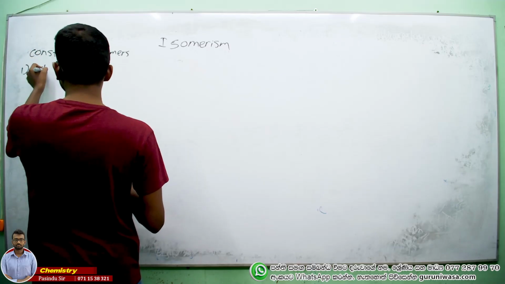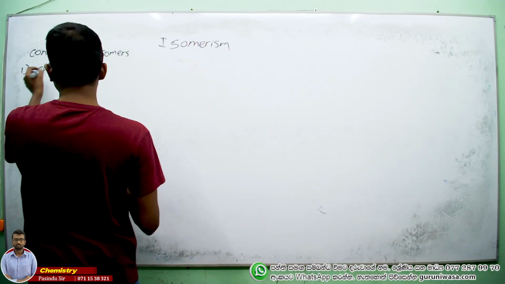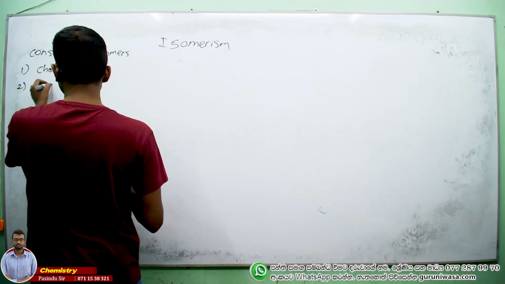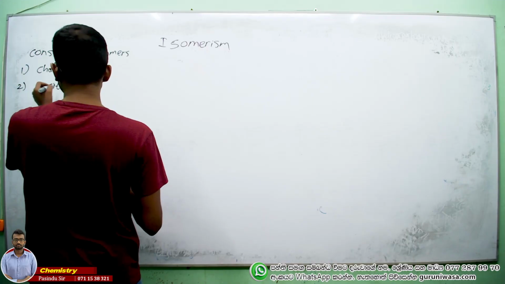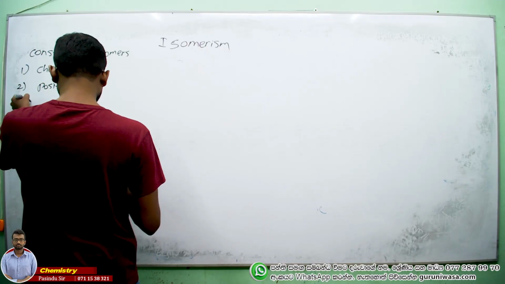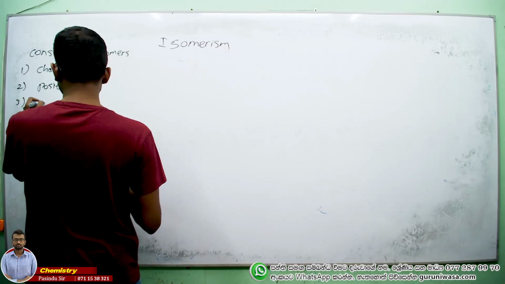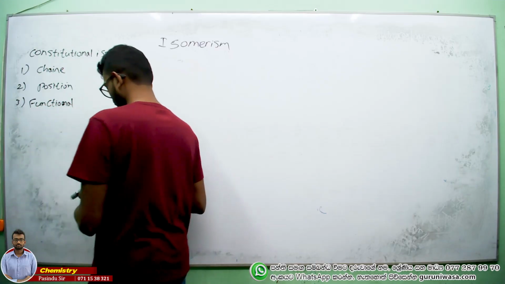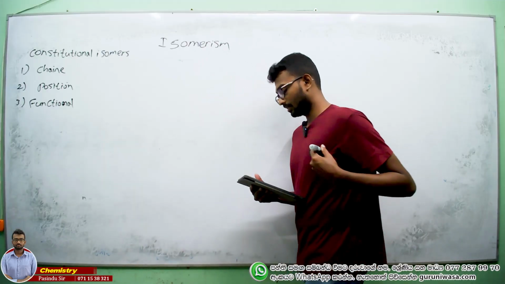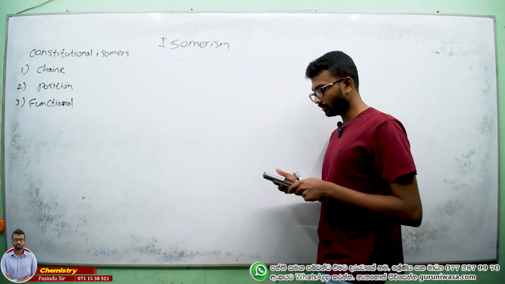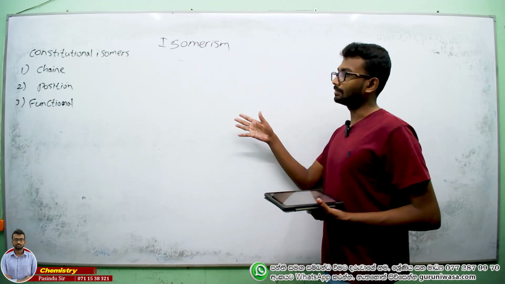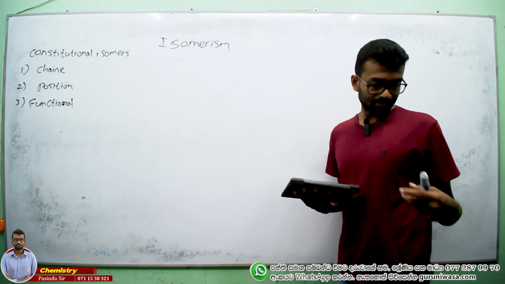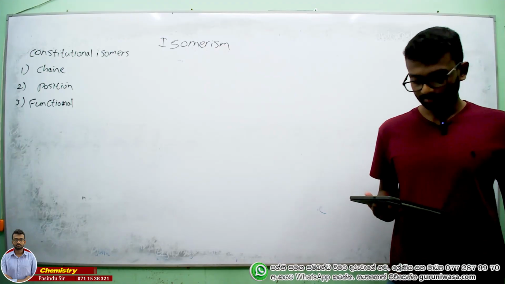First one, chain isomers. Second one, position isomers, and the third one, functional group isomers. These are the types. First, let's talk about some examples.